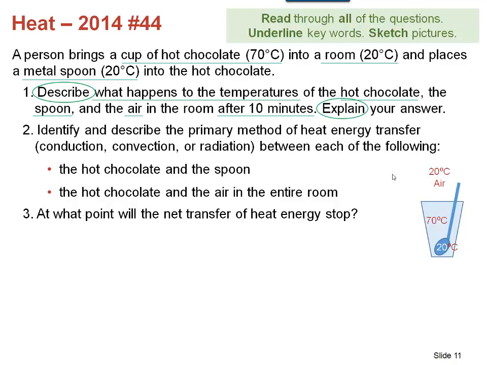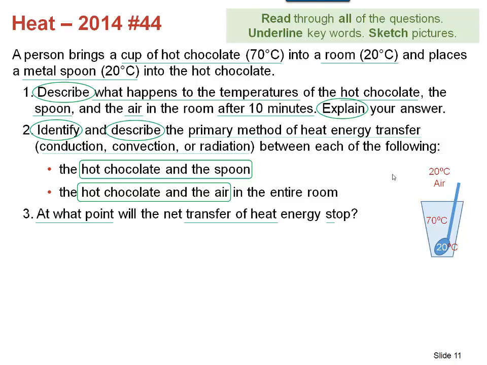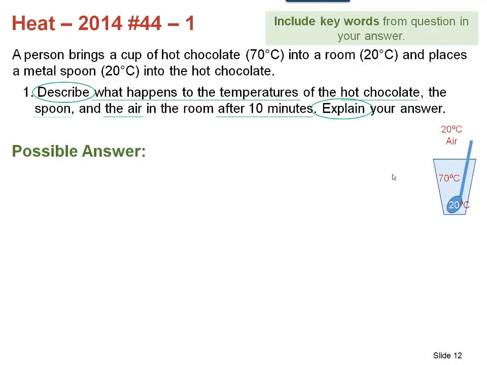10 minutes is a fairly short period of time. We'll explain our answer. Then we'll identify and describe the primary method of heat transfer. It could be conduction, convection, or radiation between each of the following. So we'll look at the hot chocolate and the spoon, and then the hot chocolate and the air in the entire room. Finally, we'll answer at what point the net transfer of heat energy will stop.